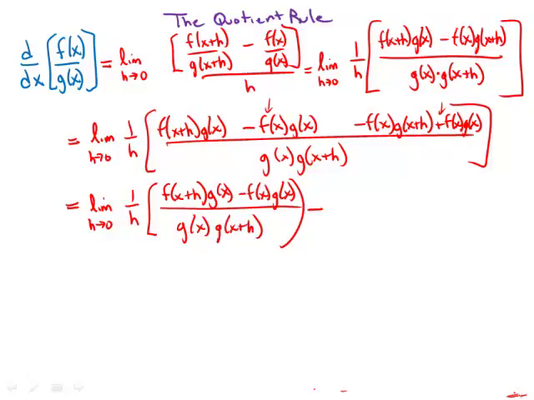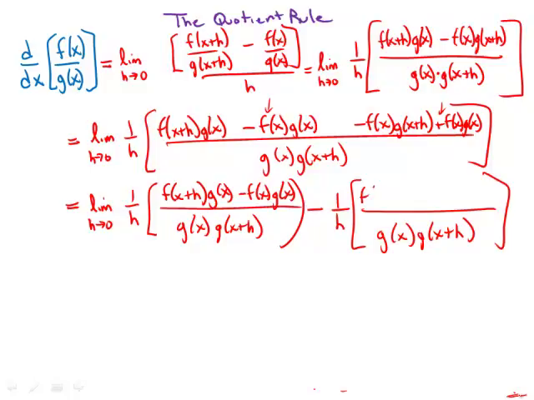Then I'm going to have minus the second fraction. So again, we have to remember the 1 over h gets distributed. We still have the same denominator, g of x times g of x plus h. And then in this one, I'll have f of x, g of x plus h. That negative term becomes positive because of this minus sign, and the positive term becomes negative. So we have a minus f of x, g of x. Well, now you might be able to see where this is going.